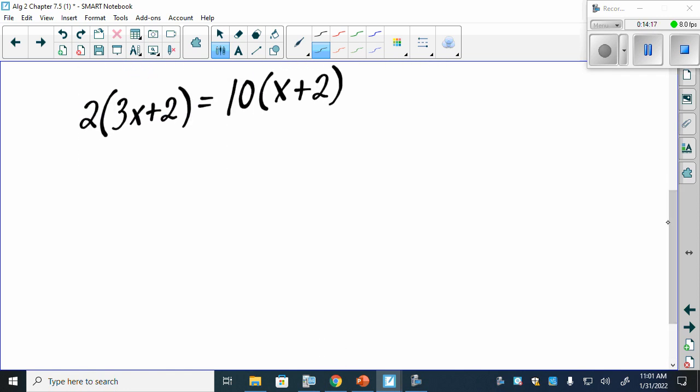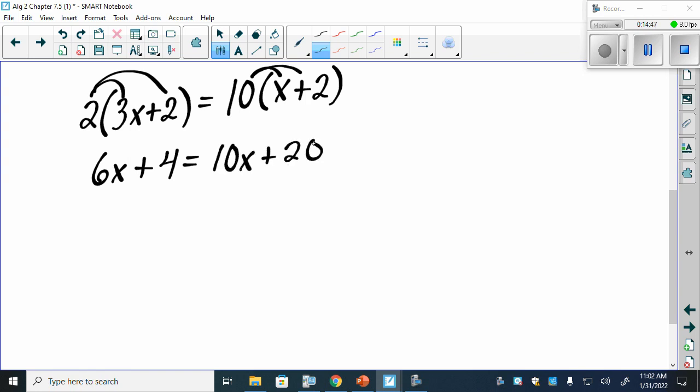And with most of these, when I do the steps for simplifying, I will write it out with that multiplication to remember what we're multiplying everything by, and then just go on and cancel. I don't rewrite it out. Now what we can do next is to distribute. Our 2 times 3x would be 6x plus 2 times 2 would give us 4. Here we would do the same thing with 10. 10 times x is 10x plus 20.